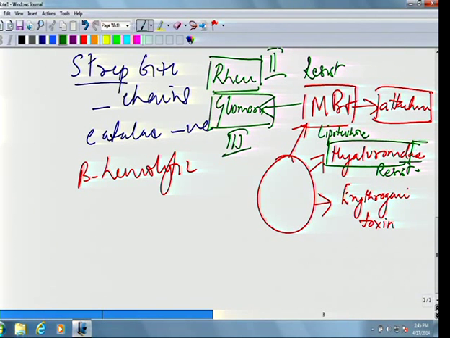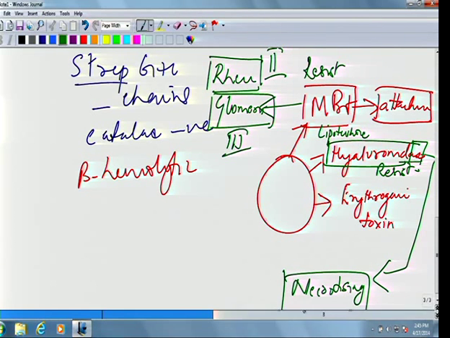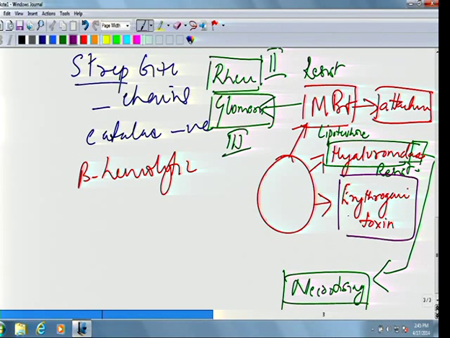Hyaluronidase. If we are testing you on hyaluronidase, what kind of infections? Hyaluronidase plays an important role in spreading. So maybe a skin infection, necrotizing fasciitis. You could be given a case of necrotizing fasciitis and asked which virulence factor is helping the bacteria spread, because it's a skin and soft tissue infection. Now, erythrogenic toxin. What's the most common infection caused by group A Streptococcus?